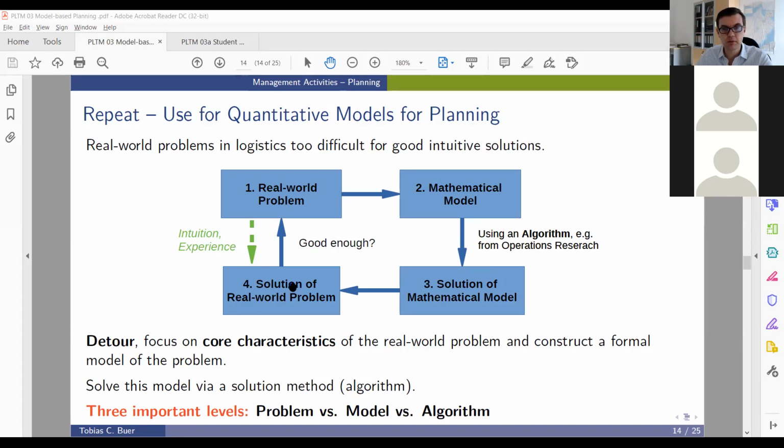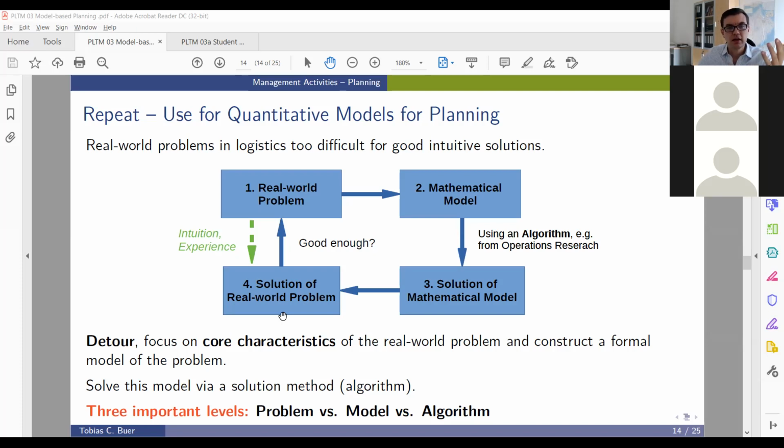And then we have a possible solution for the real world problem. And what happens then when we go from 3 to 4? Do you know, Shima? When we go from 3 to 4, we have to see if that solution is good enough to solve the real world problem. If it is not enough, we have to do these steps again and again until we have a good solution for this problem. Yes, exactly. Very good answer, Shima.